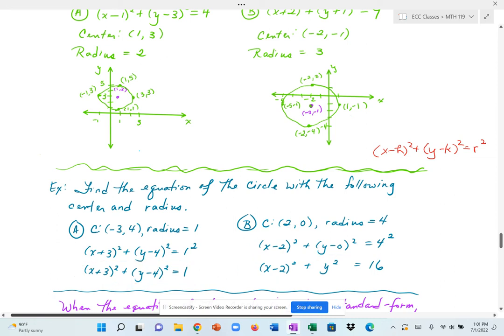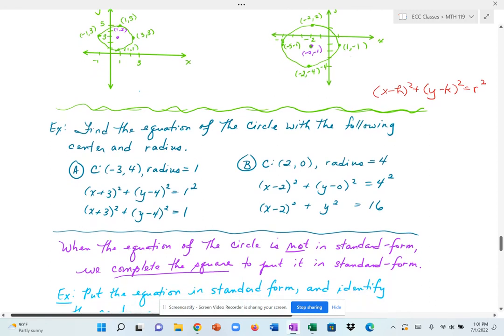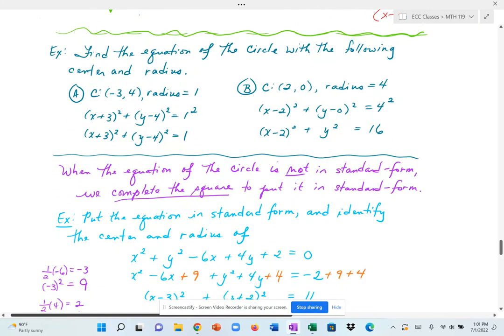Okay, so when the equation of the circle is not given in standard form, meaning it's not in this form, there is something we can do about it to help us figure out what the center and the radius is. In other words, put it into standard form. And that method is called the completing the square method, which you've probably done in an algebra class, but if you haven't, we'll practice it here.